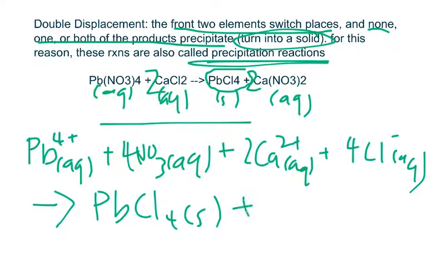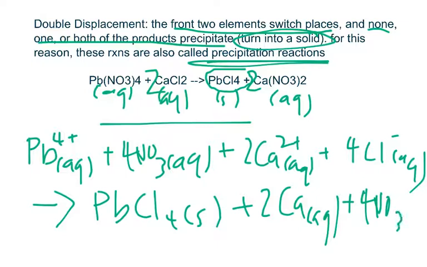And now let's do the second part. So it's going to be 2 calcium aqueous and 4 nitrates aqueous. So I forgot the charge, so let me put the charges. And there you go. We have the full reaction. And now let's get rid of spectator ions.